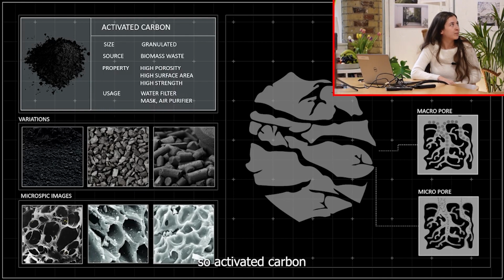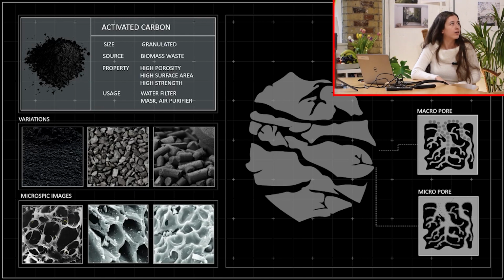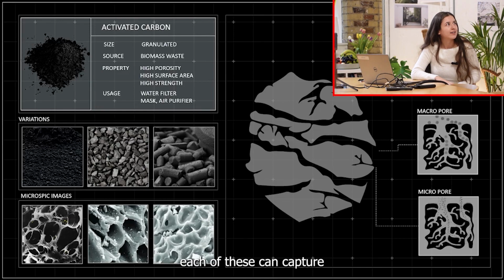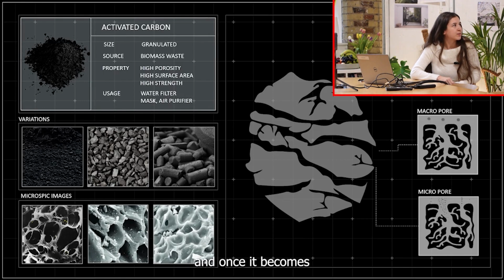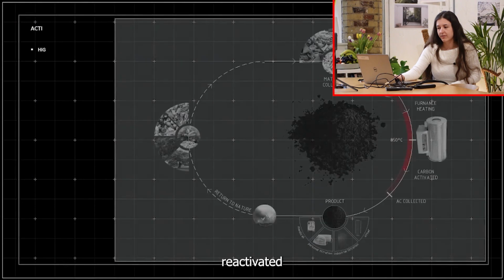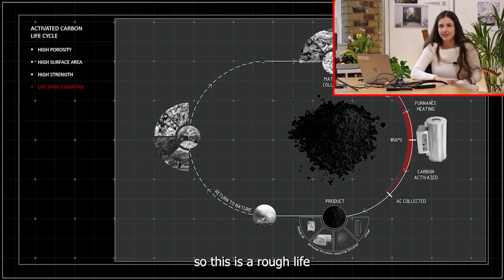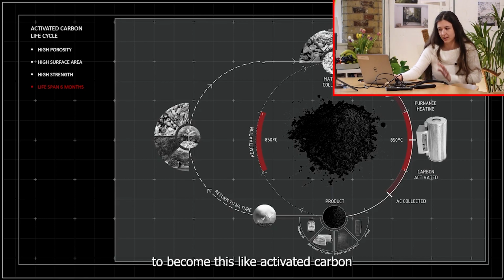Activated carbon, thanks to its physical properties, has micro and macro pores, and each of these can capture different types of toxins. It's also very much used in medicine for the same reasons. Once it becomes saturated, it can be recycled or reactivated. So this is a rough life cycle of activated carbon. It can be extracted from natural sources and then heated up to become activated carbon, not just normal carbon.